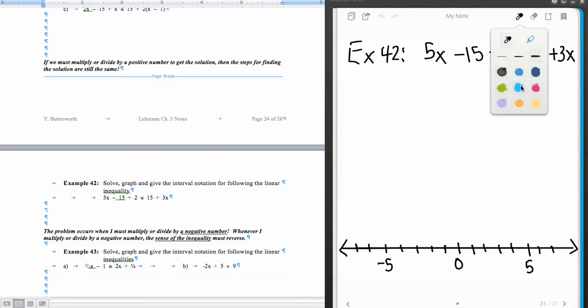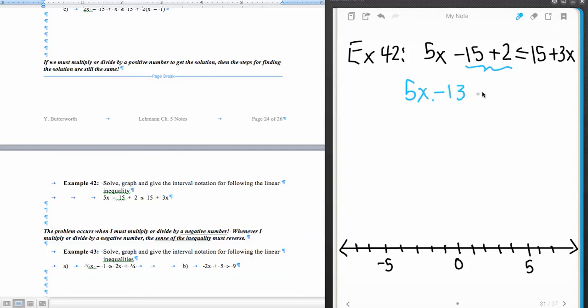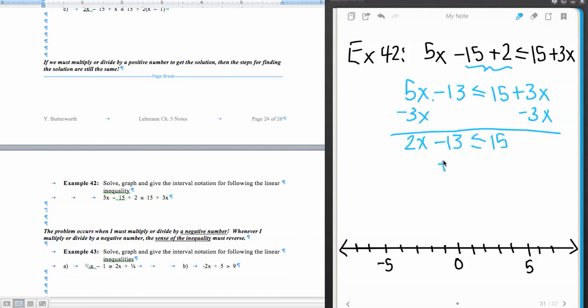So this simple inequality, this doesn't require us to do any reverse of the sense of the inequalities or anything. So first of all, we're going to combine the like terms here. So we have 5x, and then we have a minus 13 is less than or equal to, and then 15, and then plus 3x. And so then our next step is to move the variables together. So we'll just move them over here to the left. That both keeps them positive, and we'll put this in standard form, both good things. So 5 minus 3x, which is going to give us 2x, minus 13 is less than or equal to 15, and then add the 13 to both sides.